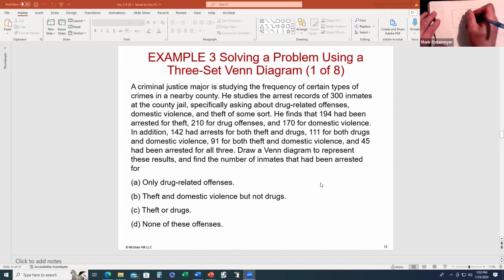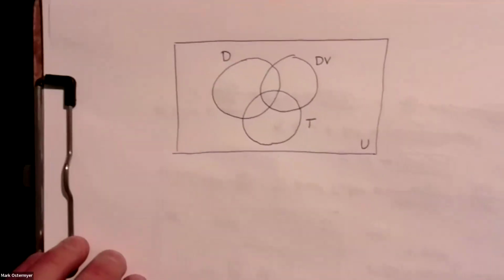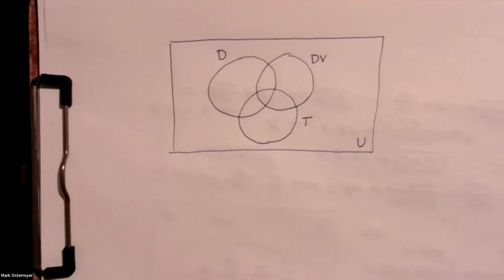I'm going to have three overlapping circles here. And I'm going to label the first one drug-related offenses. I'm just going to use D for drugs. Then we had domestic violence. I'll use DV for domestic violence. And theft. I'll use T for theft. Okay. So here we go, Liz. I'm starting to put together my Venn diagram to address this situation.